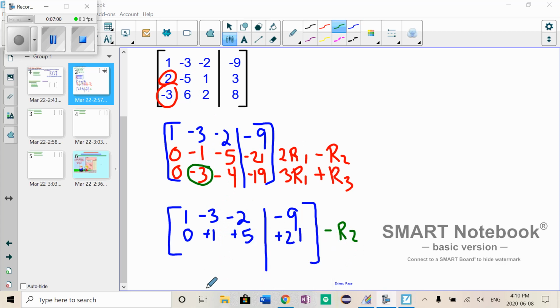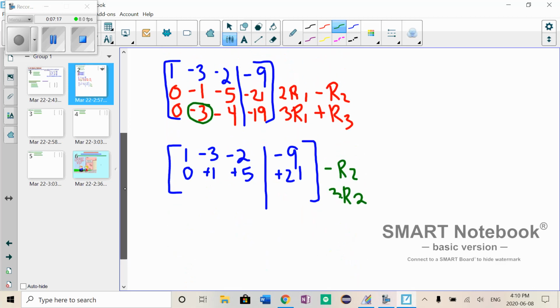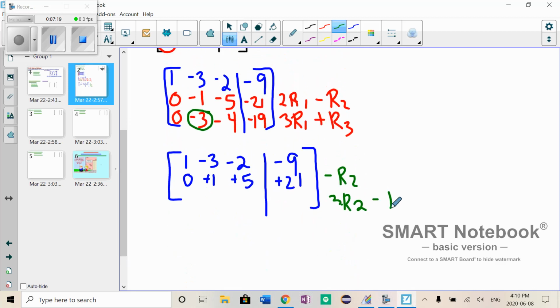Okay, so I'm going to aim to clear out this right here. So what I'm going to do is multiply this guy by 3, which would give me a negative 3, and then I'm going to subtract. So I'm going to do 3 times row 2, and minus row 3. I mean, if you want to multiply this by negative 3 and then add them, that's fine too. It's just like elimination. We don't all do it exactly the same.